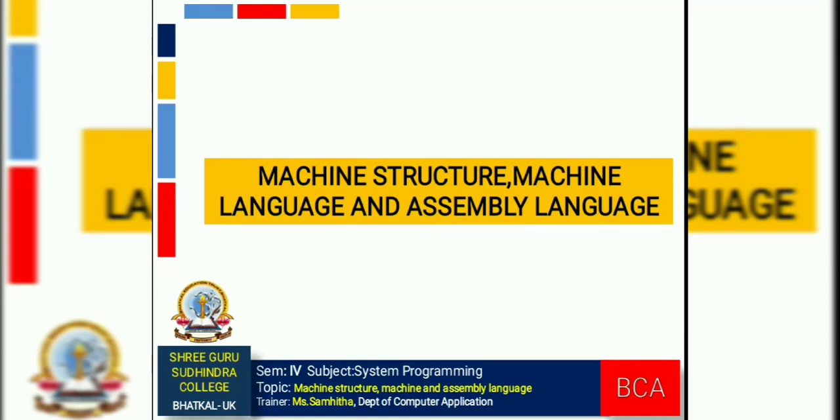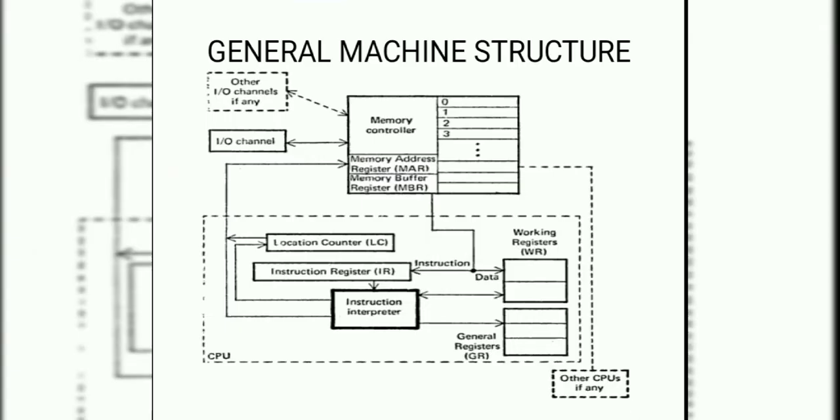Welcome to the revision session of Chapter 2: Machine Structure, Machine Language and Assembly Language. Here is the working model of General Machine Structure IBM 360. It consists of an instruction interpreter, a location counter, an instruction register, working registers and general registers.